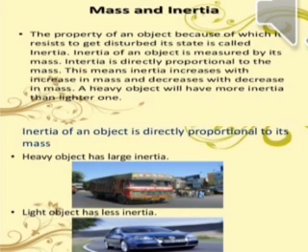Quantitatively, the inertia of an object is measured by its mass. More massive objects, that is, which are heavier, offer larger inertia. Inertia of an object is directly proportional to its mass. A heavy object has large inertia and a light object has less inertia. Then it is concluded that the mass of an object is a measure of its inertia.